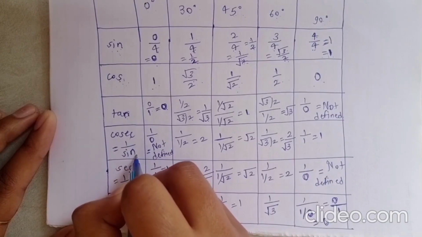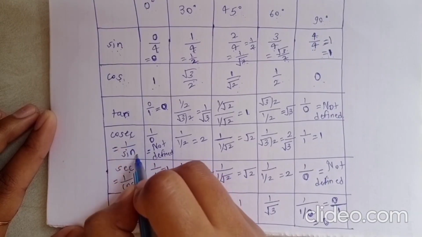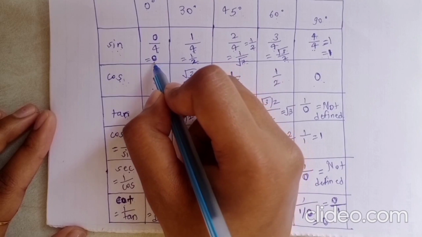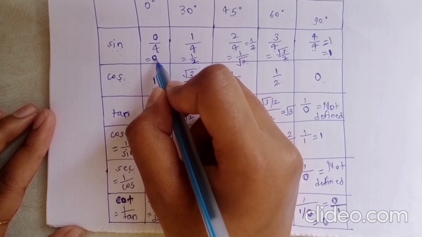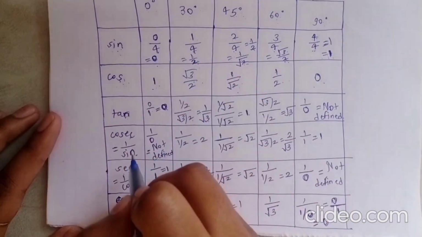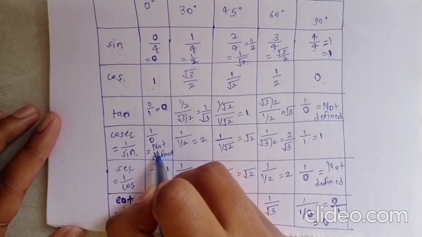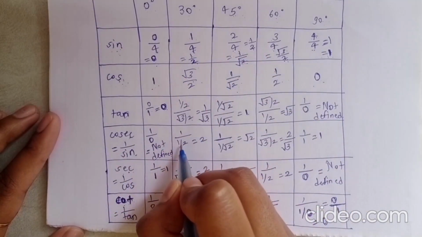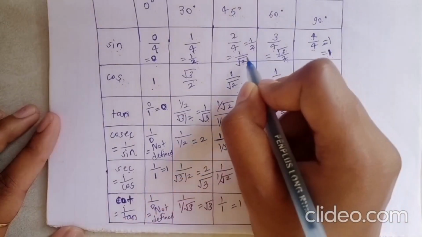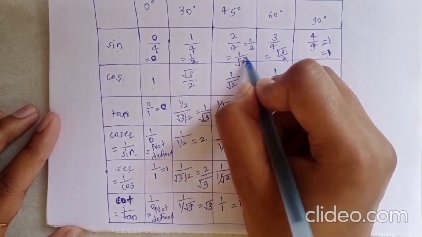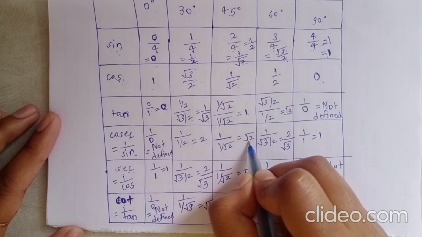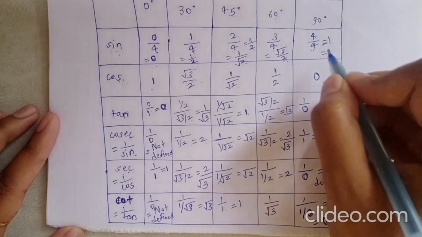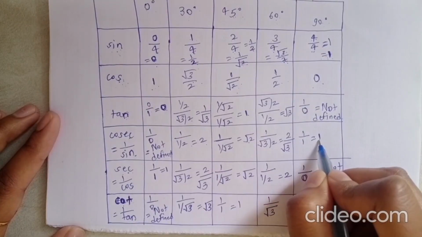Then cosec is a reciprocal of sine, that's why it is 1 upon sine. So we will take here reciprocal of all the values of sine. Value of sine is 0. In cosec we will have 1 by 0, that is not defined. Here we have 1 by 2. So 1 upon 1 by 2 will be 2. 1 upon 1 by root 2 is root 2. Then 1 upon root 3 by 2 will be 2 by root 3. 1 upon 1 will be 1.